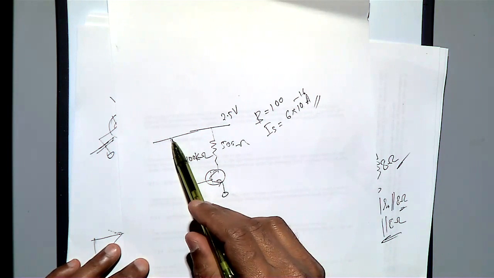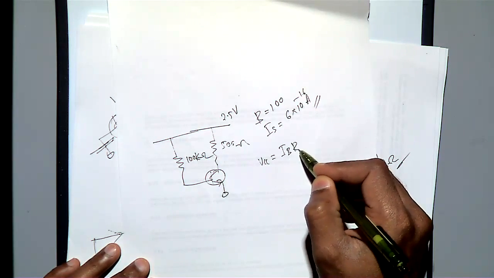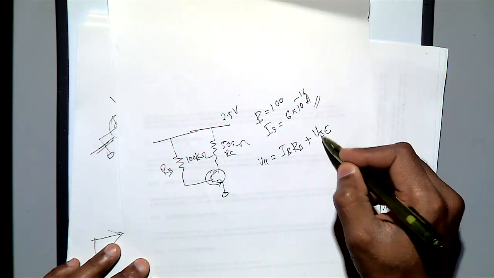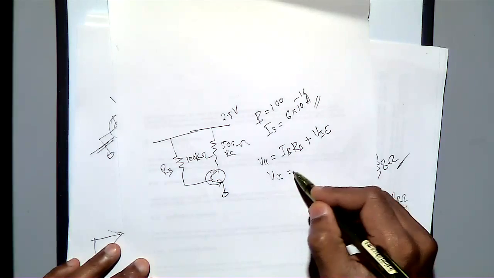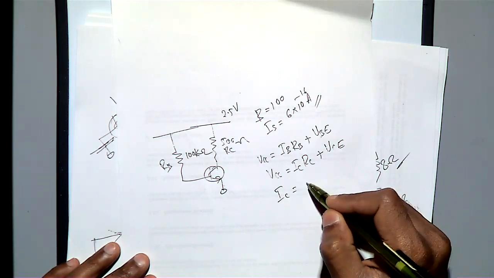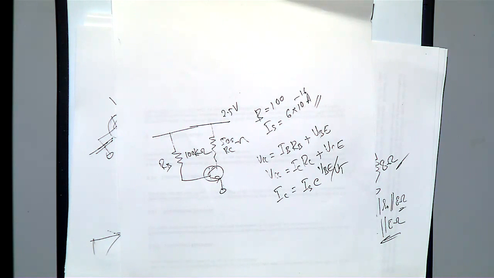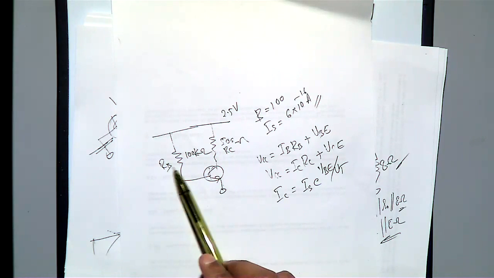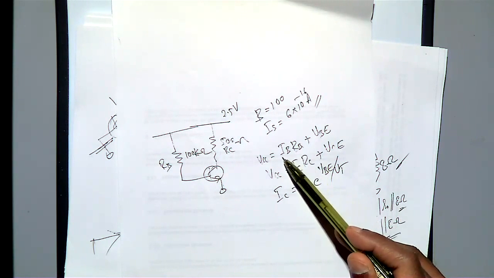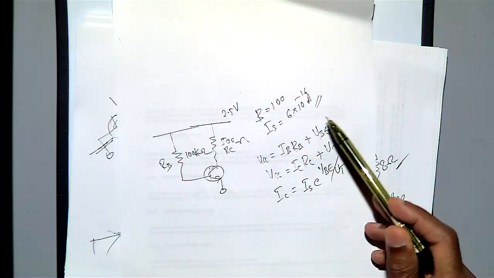If you write down the equations: 2.5, that is VCC, equal to IB RB plus VB, where this is RB and this is RC. Here, VCC equal to IC RC plus VC. And IC equal to IS exponential VB by VT. So I wrote down all the possible equations. But the problem here is, I know VCC and I know RB, but I don't know IB and I don't know VB. You can't find VB without IB, or the other way around.